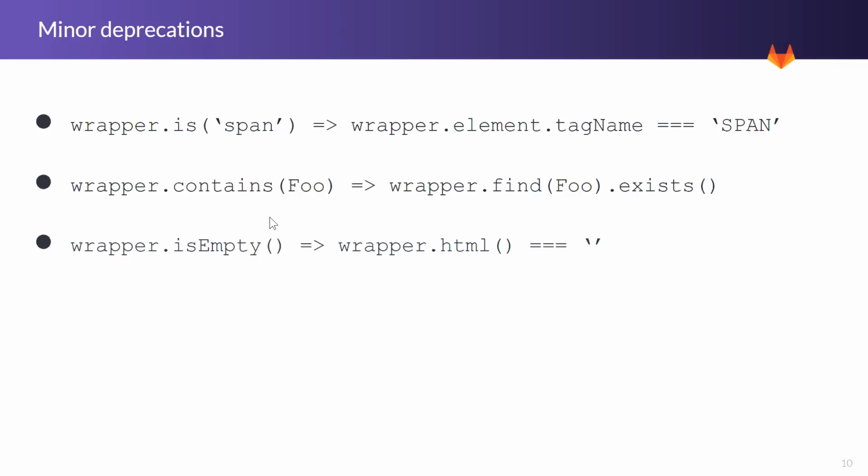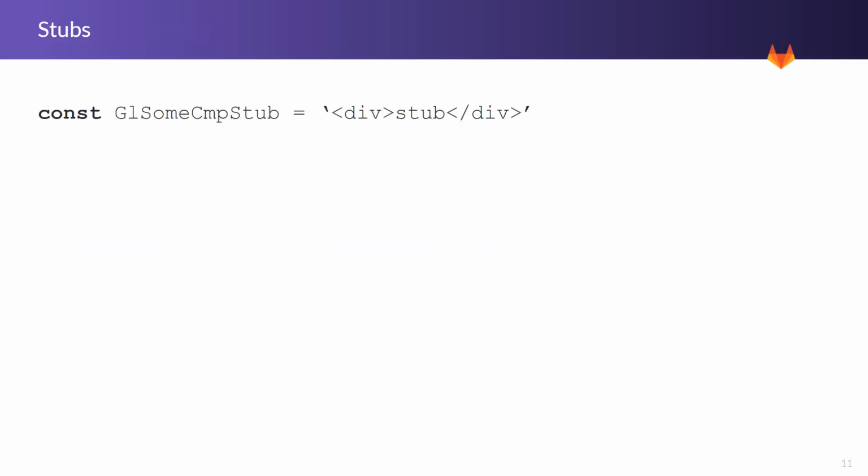Another obvious deprecation was contains; just use find().exists(). And the last one is isEmpty. Well, I have no idea why they decided that it should be gone, but everywhere in our code base during migration, we use .html() equals an empty string. This is pretty minor and pretty quick to manage.